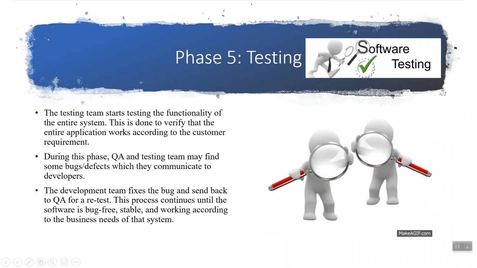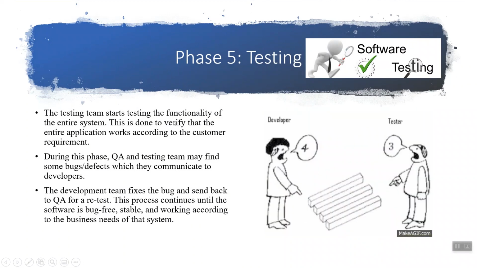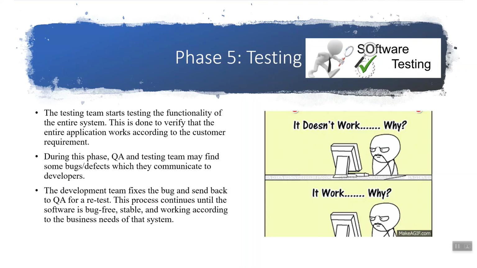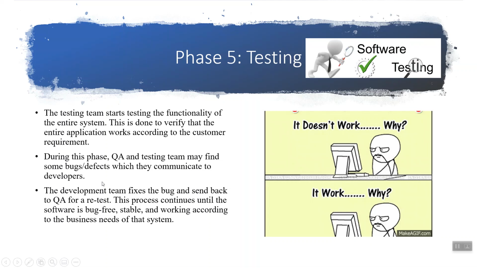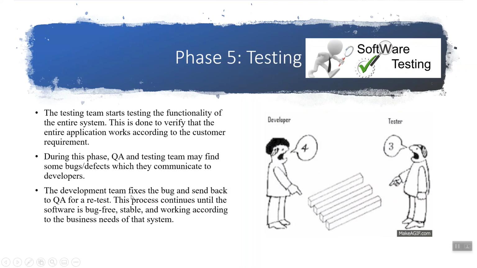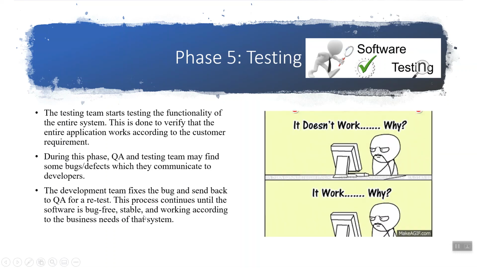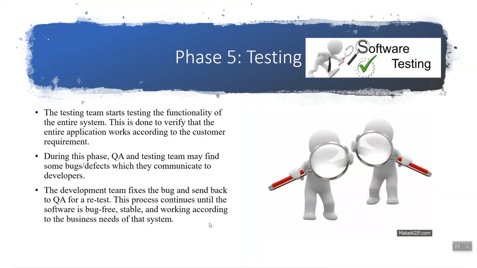The next phase is testing. So in this phase, the testing team starts testing the functionality of the entire system. This is done to verify that the entire application works according to the customer requirements. So during this phase, QA and testing team may find some bugs which they communicate to the developers. Then development team fixes the bugs and sends back to QA for retest. This process continues until the software is bug free, stable and working according to the business needs for the system.